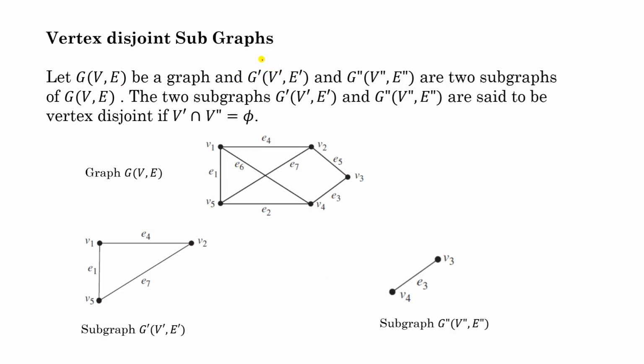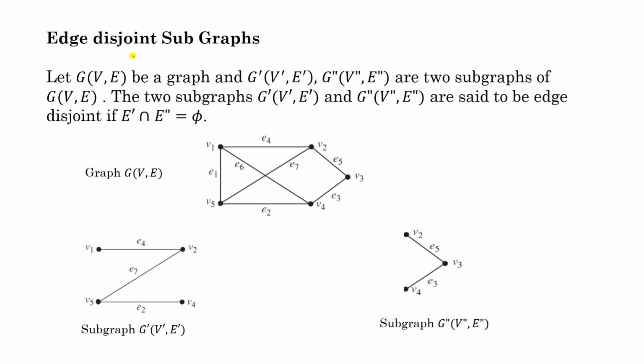Now we'll discuss different types of subgraphs. First, vertex disjoint subgraphs. Let G(V, E) be a graph and G' and G'' be two subgraphs. Now these two subgraphs G' and G'' are said to be vertex disjoint if V' intersection V'' equals the empty set. It means no vertex is common between these two sets. Look at this example. This is a graph G(V, E), this is the first subgraph and this one is the second subgraph. Since no vertex is common between these two subgraphs, you will say these two subgraphs are vertex disjoint subgraphs.